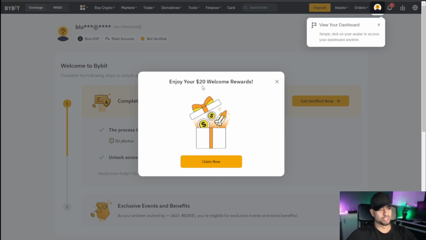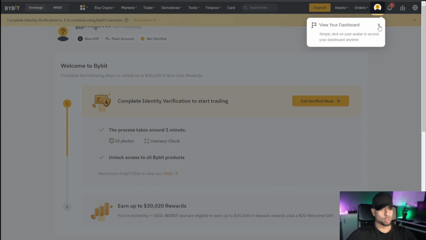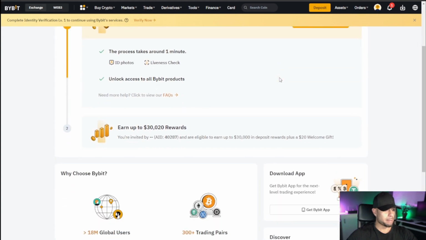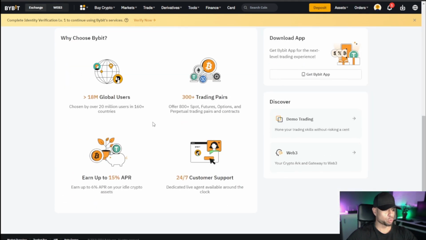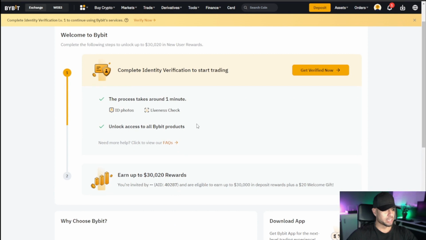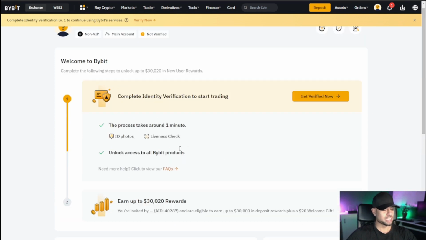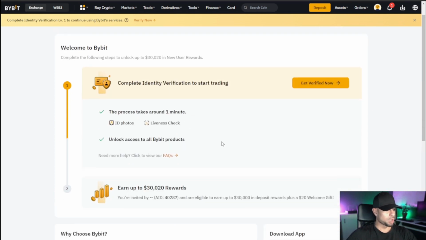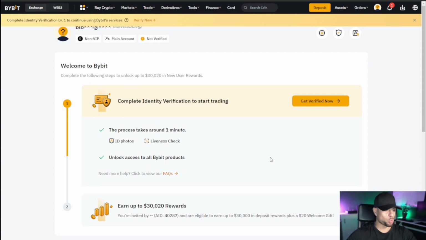So I get $20 directly as a welcome reward. And then at this page, you will see that they explain basically all the rewards that you can earn here, all the sign up bonuses that you get when signing up with my affiliate link, and so on. When you have completed the sign up and you saw it was quite quick, then the first thing you want to do is get verified.